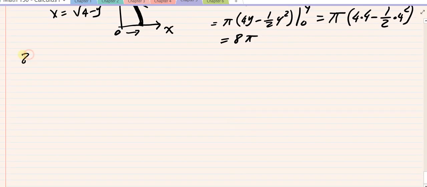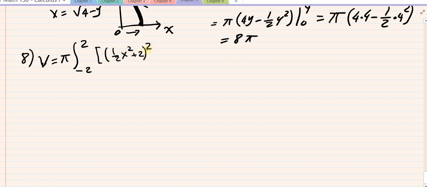So problem number 8, the volume is going to be, we can bring pi outside here, by the way, in our formula, because it's a constant, we move it outside the integral. So the outside function is going to be 1/2 x squared plus 2, you square that, right? Minus inside function is x squared, and then dx. Okay, and let's see, now we can simplify this work.